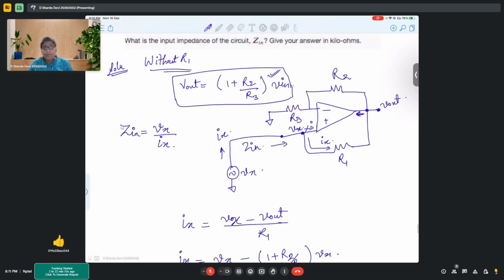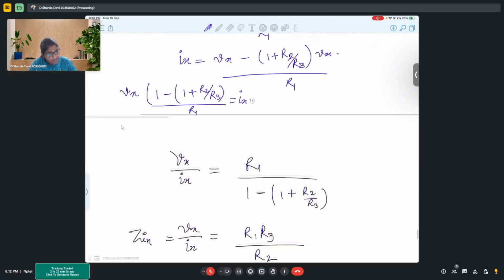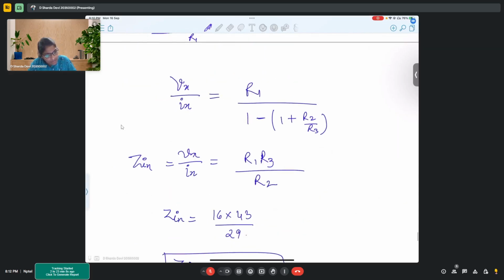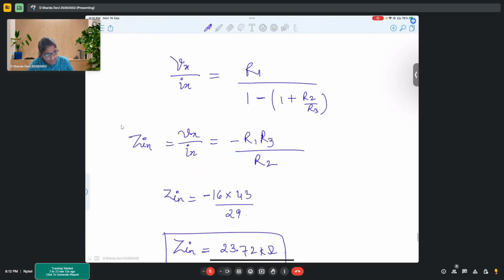But here we are getting a negative Z out, right? Are we getting negative Z out? Yes, if the one and one cancel, that minus sign is going to remain. But minus does not have much significance in terms of impedance, because impedance, resistance, cannot be negative, right?